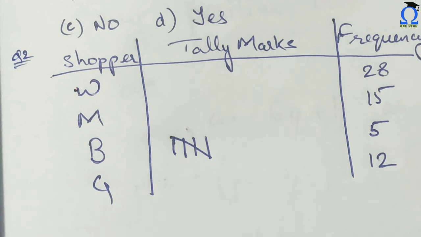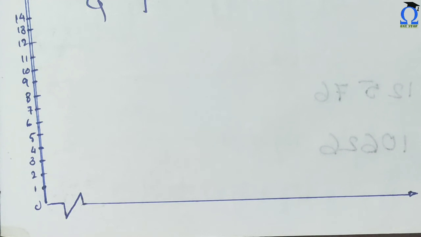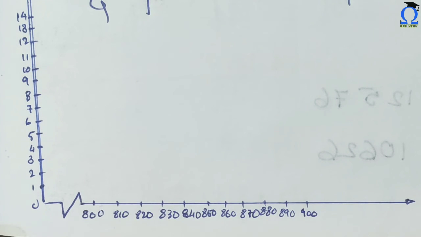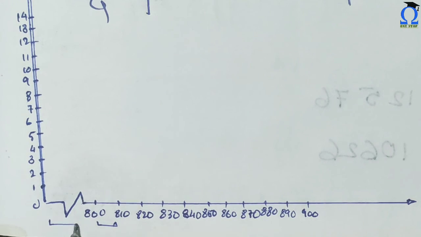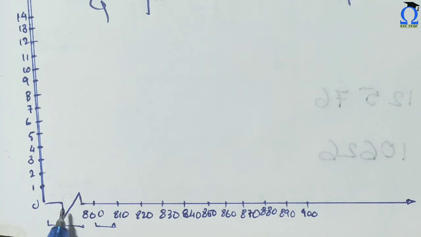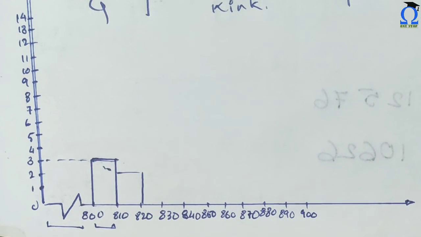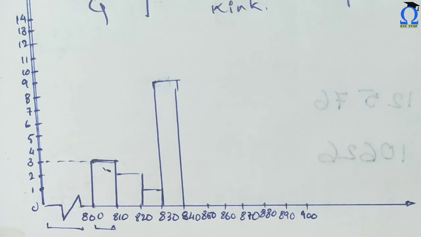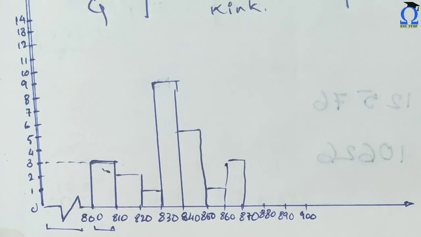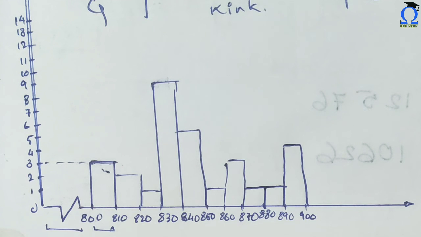Let's go to question number 4. Obviously this will be done in the graph. Students, this is called a kink. Okay, when the interval and the first separation are not equal, we provide a kink like this. Okay, this is called a jagged line or kink. So like this, draw the histogram as per the frequency distribution table. So this is your required answer.